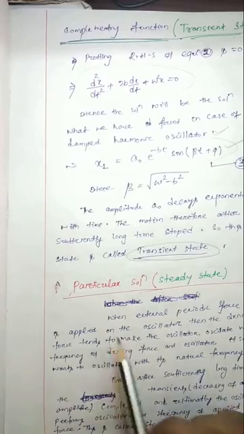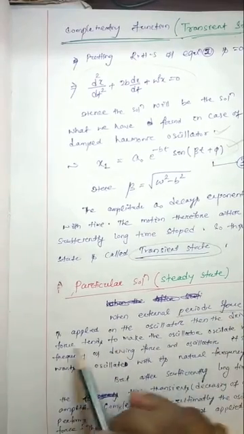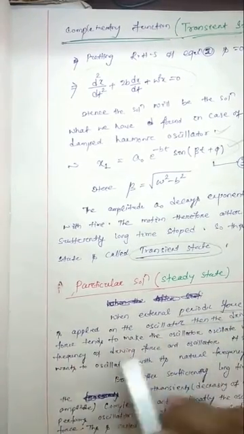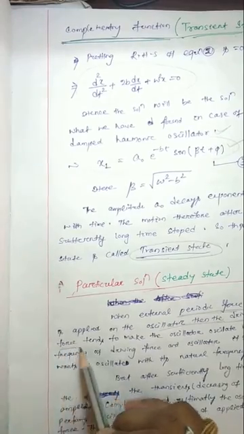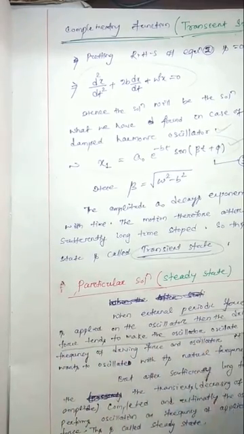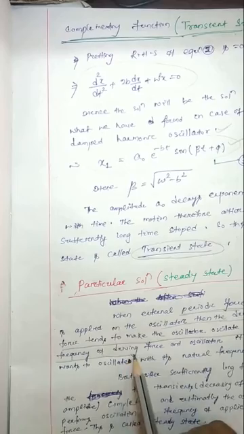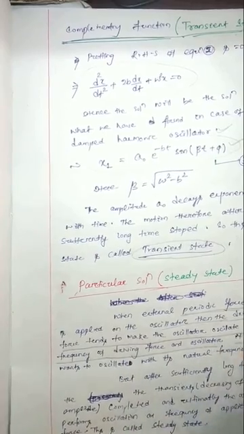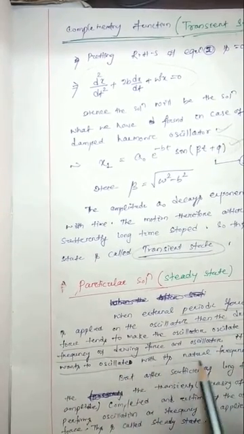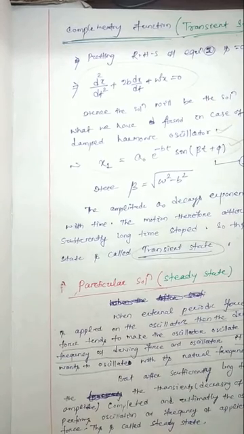Here, when an external periodic force is applied on the oscillator, the driving force tends to make the oscillator oscillate with the frequency of the driving force, while the oscillator itself wants to oscillate with its natural frequency. But after a sufficiently long time, the transients are completed, and ultimately the oscillator oscillates at the frequency of the applied force. This is called the steady state.